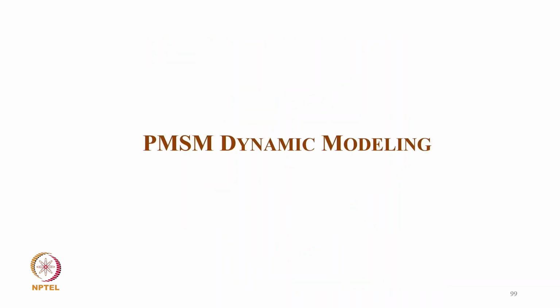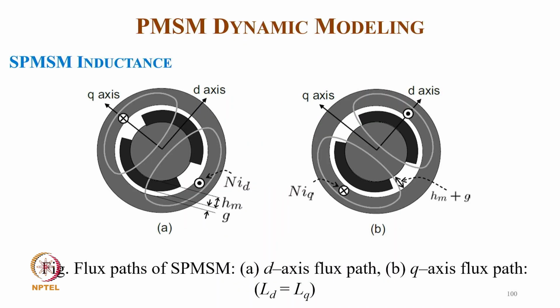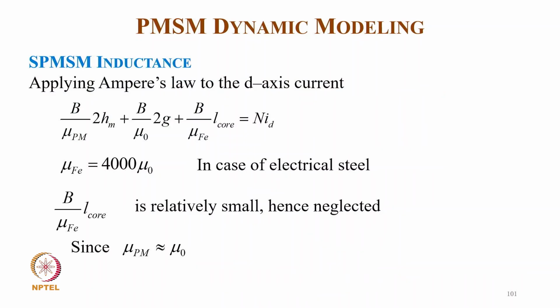Now coming to typical PMSM dynamic modeling. Taking the case of two poles, on the left side we have a figure showing a D axis flux path and a Q axis flux path. And of course, with surface mounted magnets, we already talked about Ld equal to Lq.